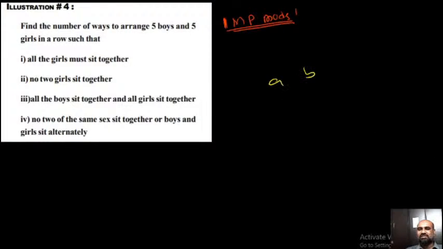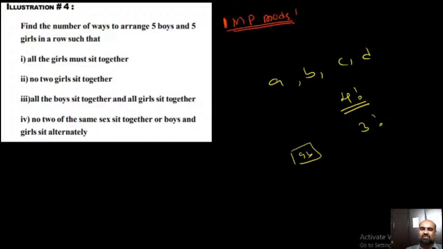A, B, C, D are 4 different letters. By using these 4 different letters, how many 4-letter words can we create? I can say 4 factorial. Among them, how many started with A? 3 factorial. How many of them are such that A and B come together?